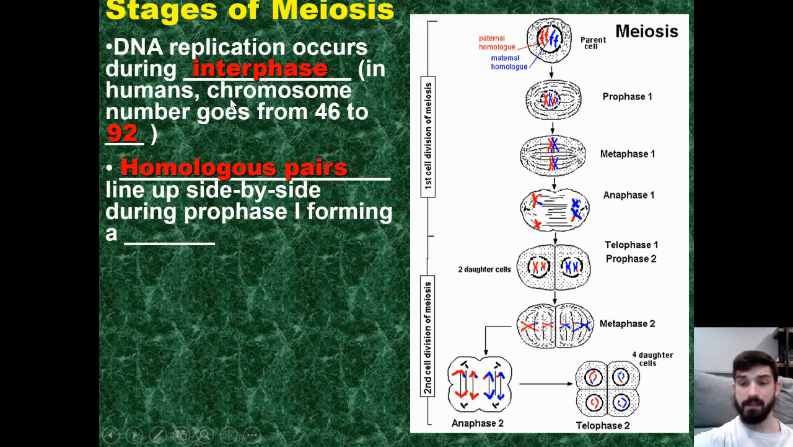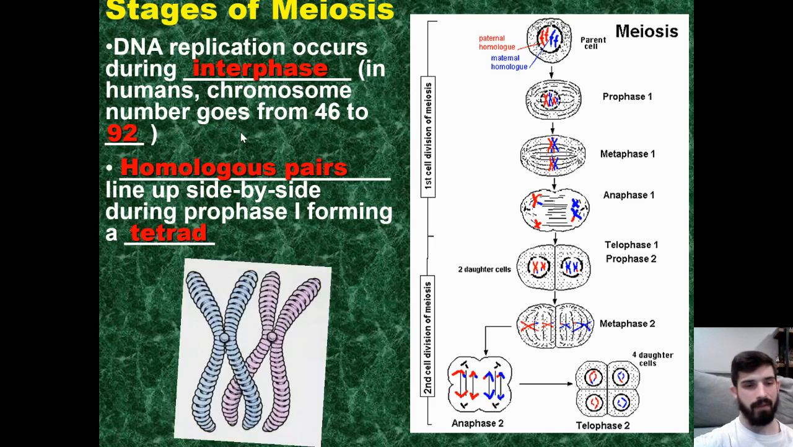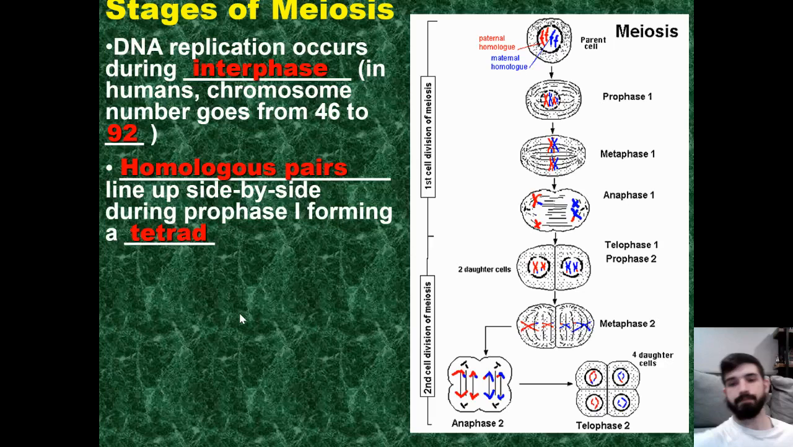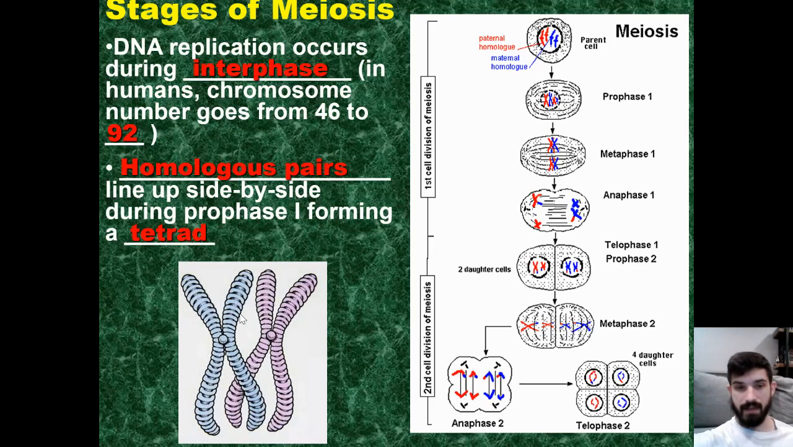Right? Your homologous pairs, the pairs of chromosomes that have the exact same instructions for whatever trait, are going to line up during prophase one, forming something that we call a tetrad. Don't worry about that vocab word. For example, imagine that this chromosome came from your dad and this chromosome came from your mom, and they both duplicated.